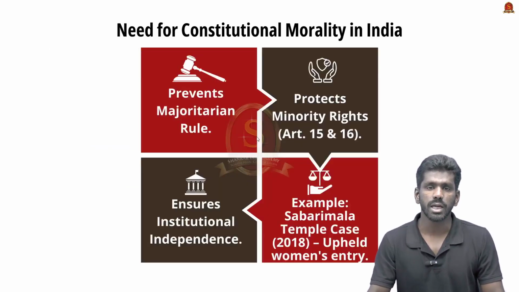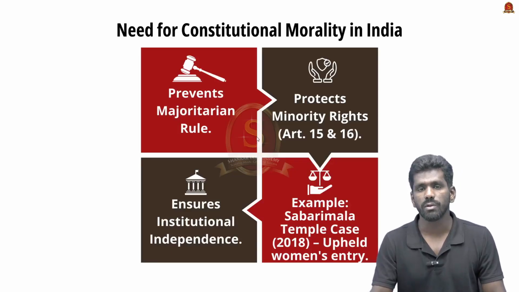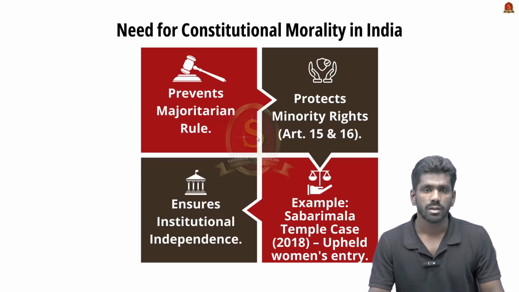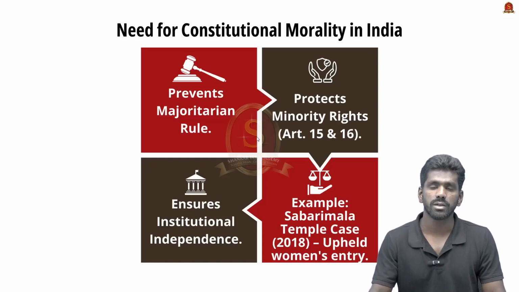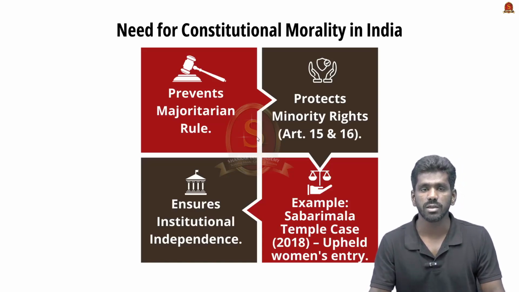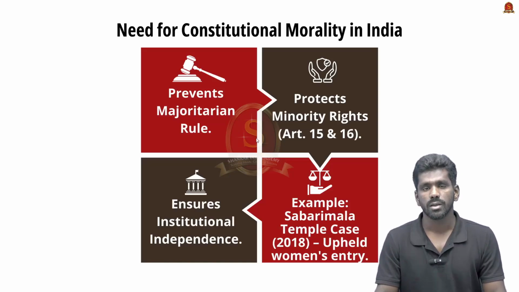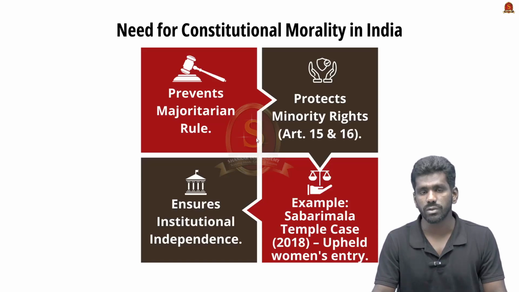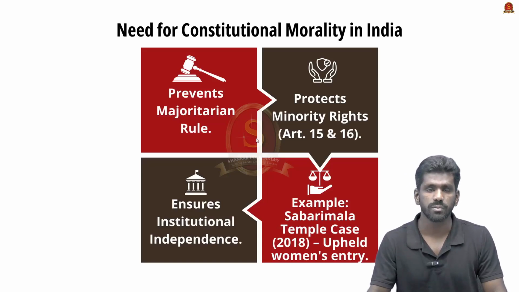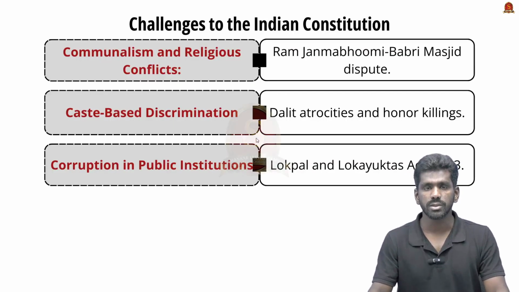Now, why does India need constitutional morality? First is to prevent majoritarian rule. The constitution ensures that democracy functions beyond electoral politics. It also gives protection for minority rights. For example, the reservations in Article 15 and 16 protect the marginalized communities. The Constitution also ensures the independence of institutions. For example, the Sabarimala temple case of 2018 upheld women's entry and enforced constitutional morality over religious practices.